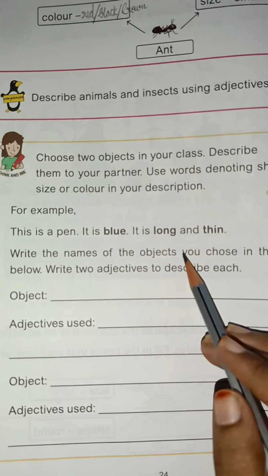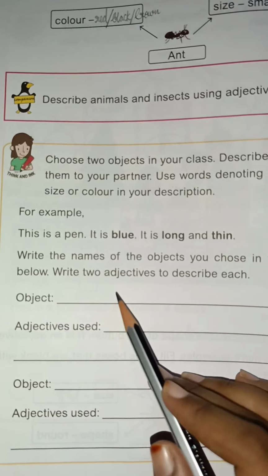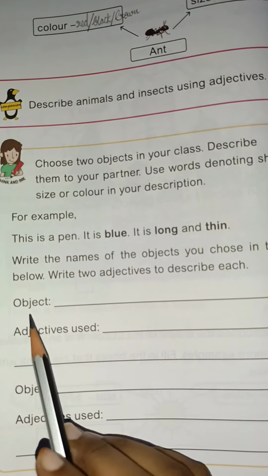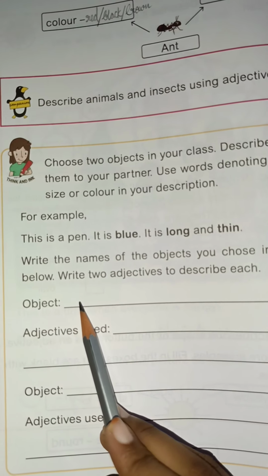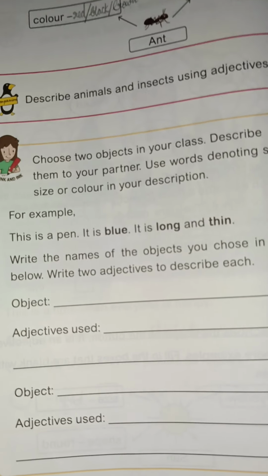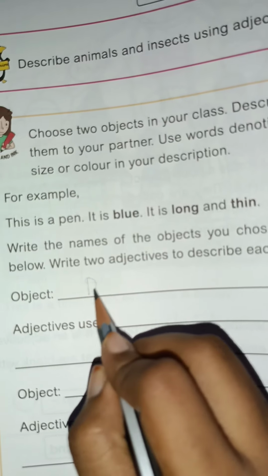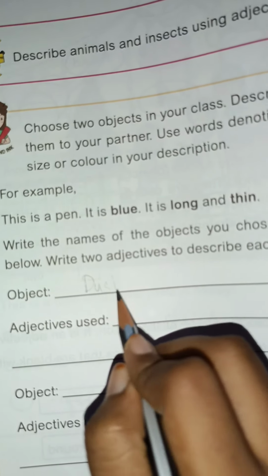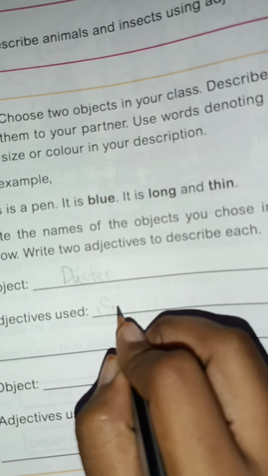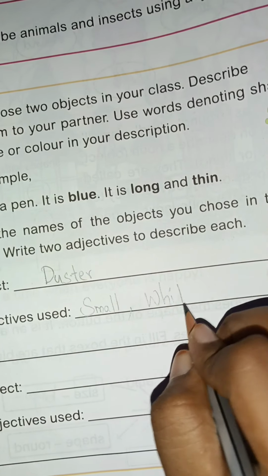Write the names of the objects you choose in the space below. Write two adjectives to describe each. That means the object which we have chosen, we have to write it here, and the adjectives we have to write for each object too. First one, see children, I am writing duster. D-U-S-T-E-R, duster. Duster will be small size and it will be in color white.